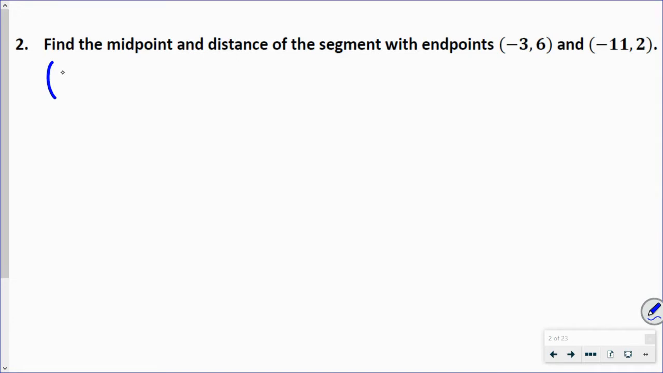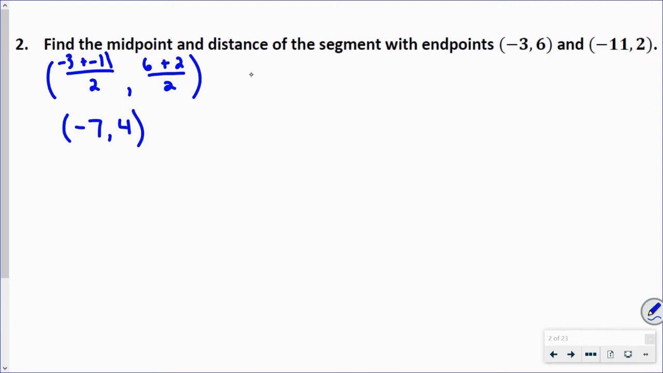So for midpoint, remember midpoint is just the average of the x's and the average of the y's. So we have -3 plus -11 over 2. And we have 6 plus 2 over 2. -3 plus -11 is -14, and -14 divided by 2 is -7. And 6 plus 2 is 8, and 8 divided by 2 is 4. So your midpoint is (-7, 4). And that's the point that divides this segment into two congruent parts.